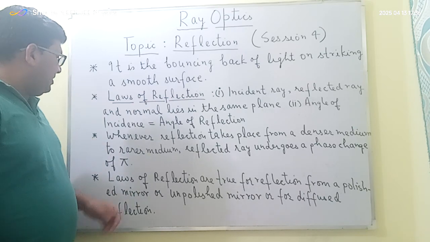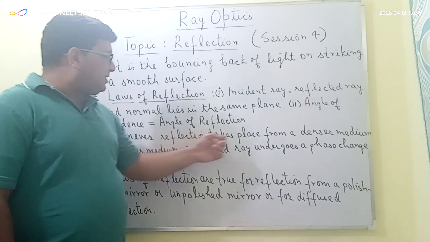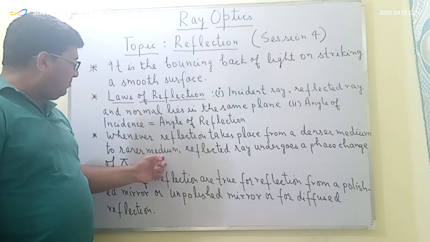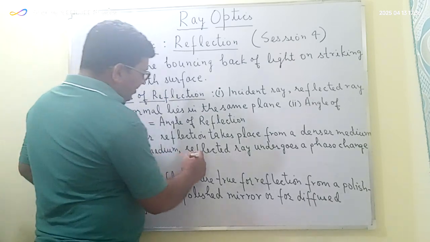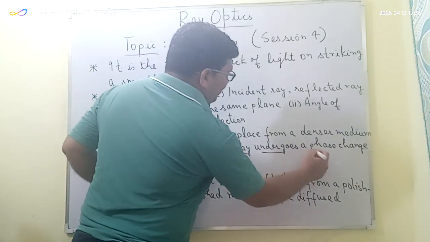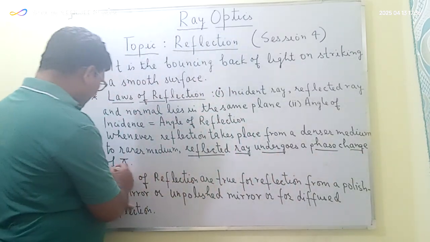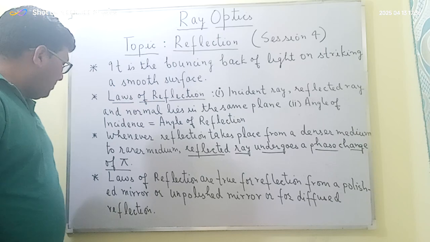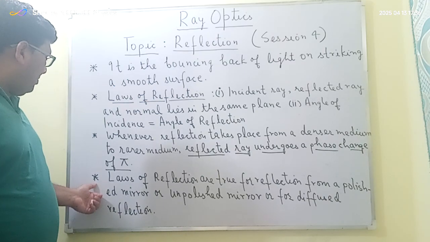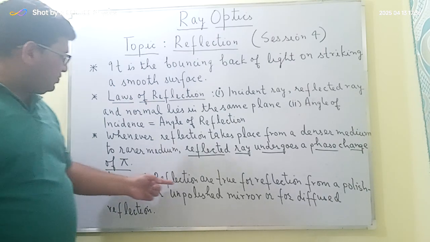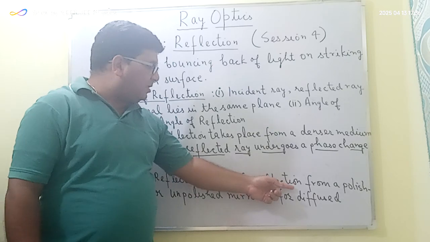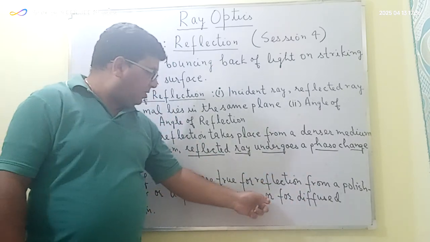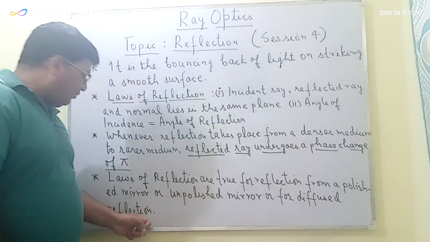The third important point is that whenever reflection takes place from a denser medium to a rarer medium, the reflected ray undergoes a phase change of pi. This is an important point with regard to this topic. And the fourth important point is that the laws of reflection are true for reflection from a polished mirror, an unpolished mirror, or for diffused reflection.